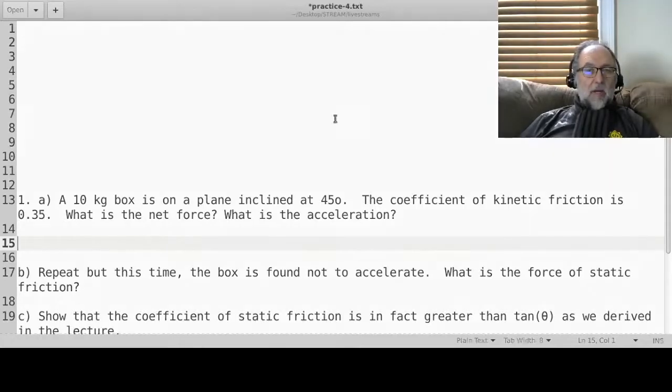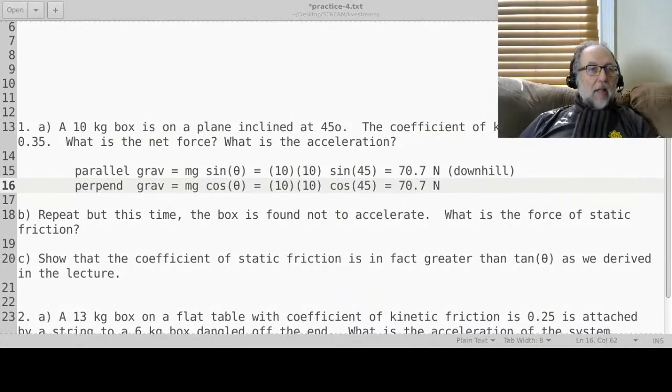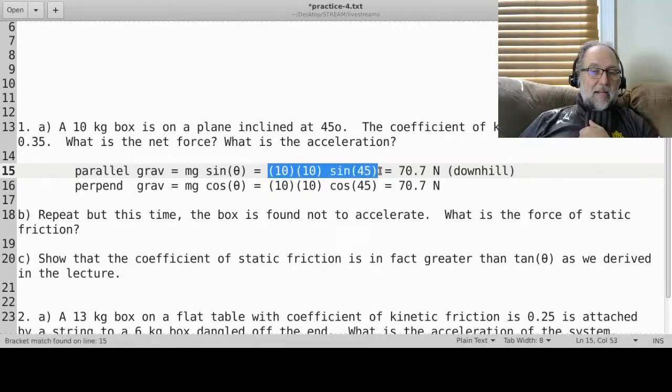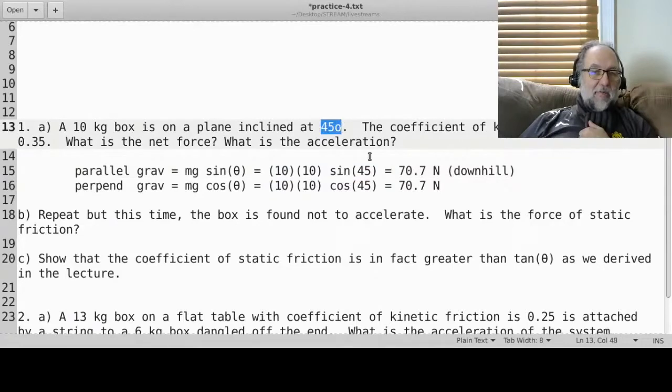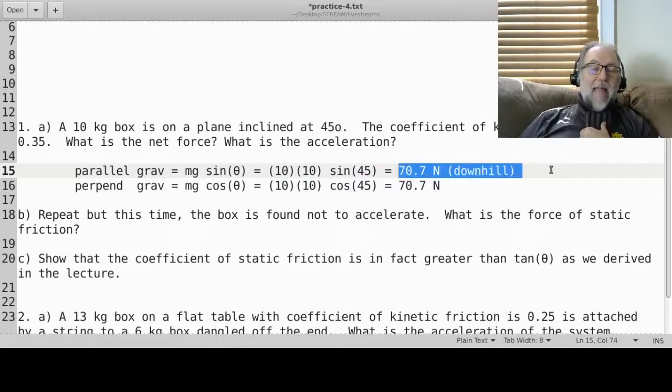All right. So there's 2 parts to the gravitational force. Can you see that? Not quite. Let me scroll down a bit. Okay, so there's the gravitational force parallel, and that, as you saw a minute ago, was mg sine theta. In this problem, m is 10 kilograms. G is technically 9.8, but we're rounding off to 10 to make our life easier. And then it's sine of theta, and theta, the angle, is 45 degrees. So sine of 45 degrees. If you work that out through your calculator, that's going to give you 70.7 newtons, and it's downhill.